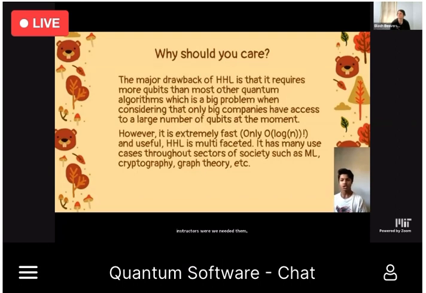And also, why should you care? The major drawback of HHL is that it requires more qubits than most other quantum algorithms, which is a big problem when considering that only big companies have access to a large number of qubits at the moment. However, it is extremely fast, only O of log n time, and is also very useful.